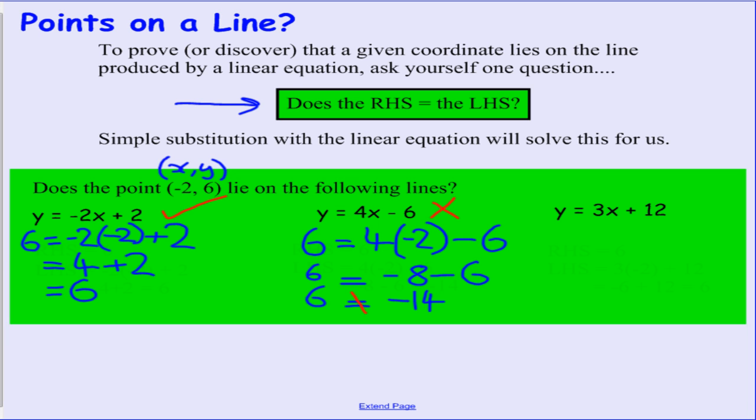Lastly, let's check this third one. y is on the left, so that is simply just a 6. 3 multiplied by our x value of -2, plus the 12. 3 times -2 is -6, plus 12. -6 plus 12 is 6. So we can give that one a tick because, yes, 6 does equal 6. And that's all there simply is to it. Here's a point on a line: sub the point into the given equation, and check to see if your left-hand side equals the right-hand side.